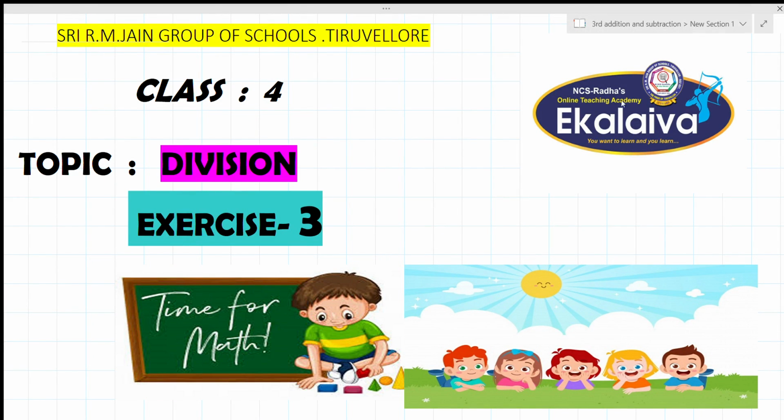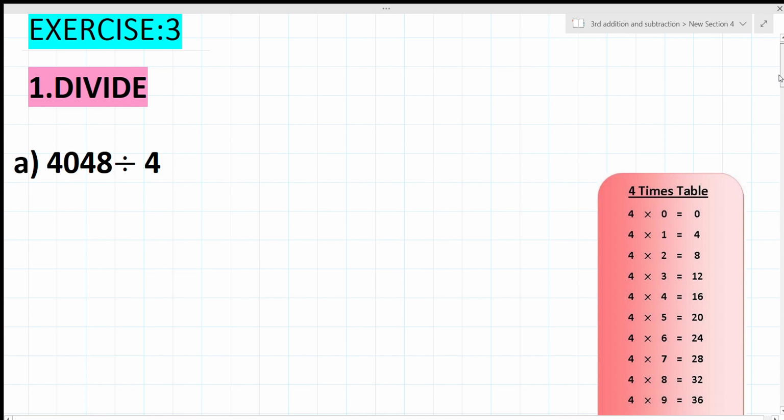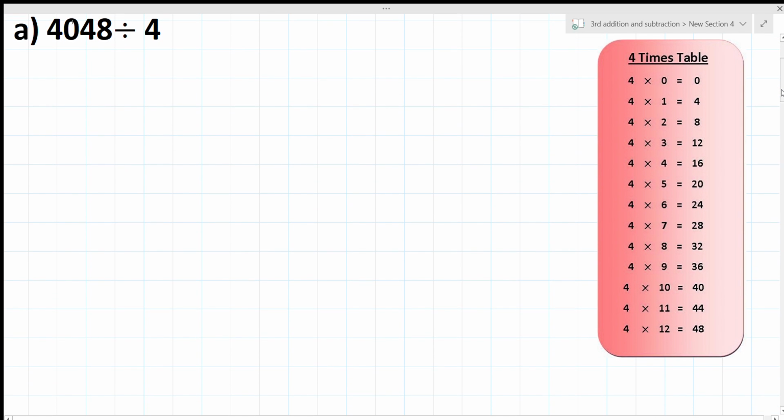Today we are going to practice exercise 3. In this exercise we are going to divide the given numbers. The first question is 4048 divided by 4. First we have to arrange the numbers in the division bar. 4048.